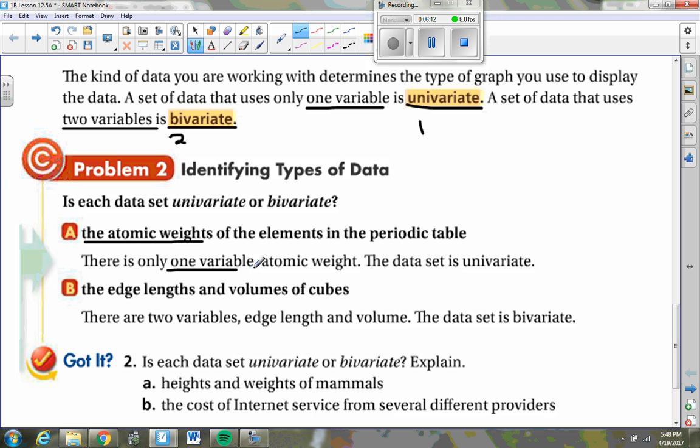One variable, atomic weights. Then you could have a different set of data where you take a bunch of different sized cubes and you record two different things about them. You record the length of an edge of the cube and you record the volume. So now in this case you have two variables, which means this set of data is bivariate. Bivariate meaning two variables. Obviously the other example is univariate, one variable, just the atomic weights of the elements. Okay?